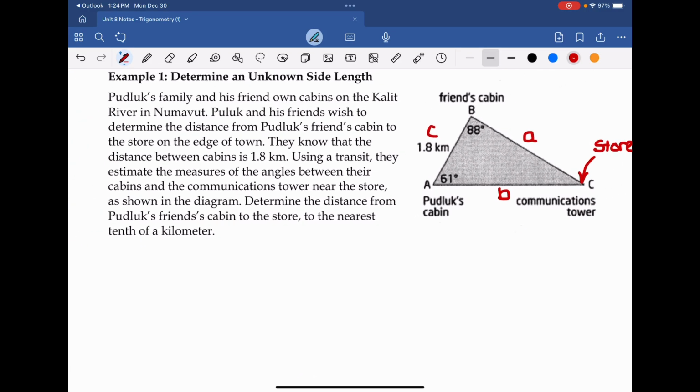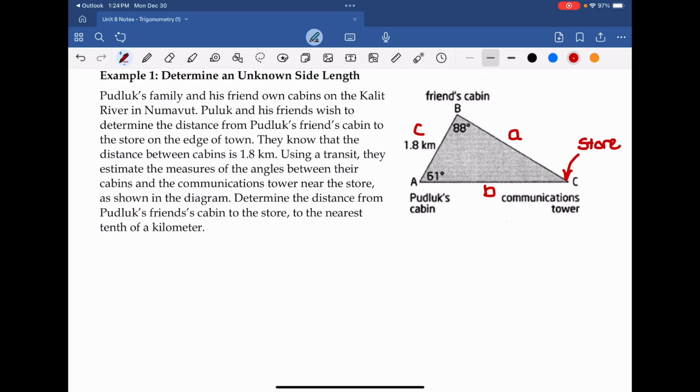Now, let's continue the sentence structure here. Now that we've done a little bit of the labeling, we know where the store is. They want to figure out the distance between the friend's cabin and the store, aka this is our end goal, is to figure out what A is. But in order to figure out what A is, they know that the distance between the cabins is 1.8. So that's a piece given to us on the triangle here. The distance between the friend's cabin and Pudluck's cabin is 1.8. Using a transit, they're able to estimate the angles between the cabins and the communications tower that's near the store they're looking for. And as shown in the diagram, determine the distance from Pudluck's cabin to the store to the nearest tenth of a kilometer, aka what is the distance A here?